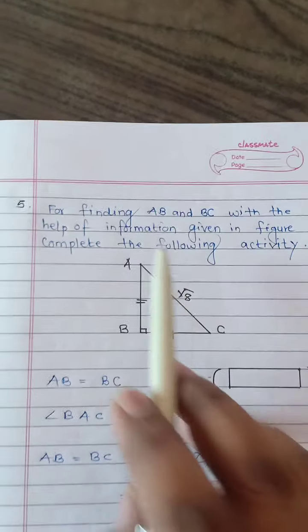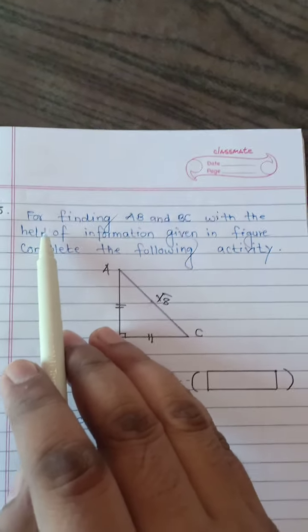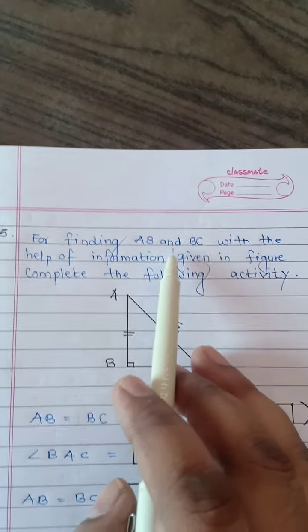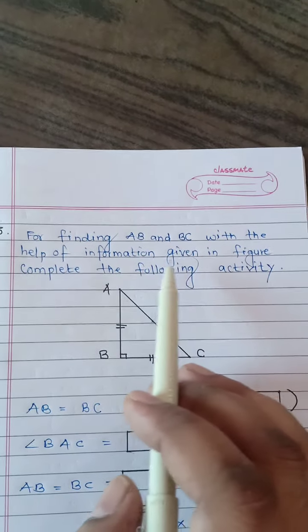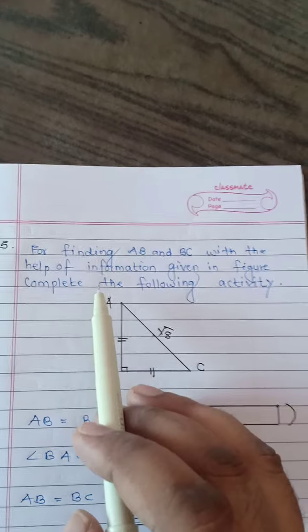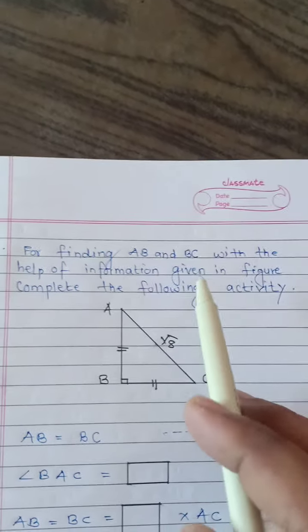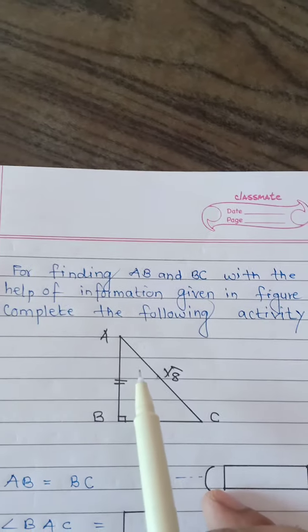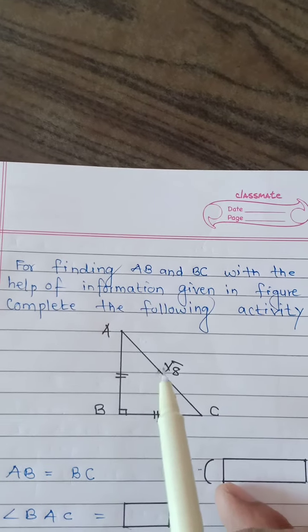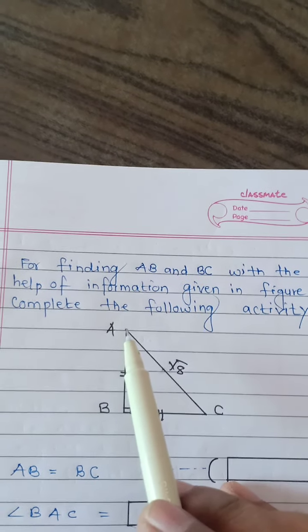Now let's see the next question, that is question number 5. For finding AB and BC with the help of information given in the figure, complete the following activity. So we have to complete this activity with the help of the given figure. Now let's see the figure part.